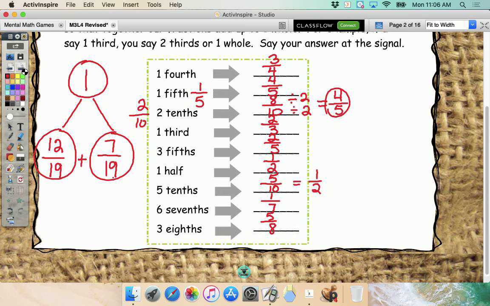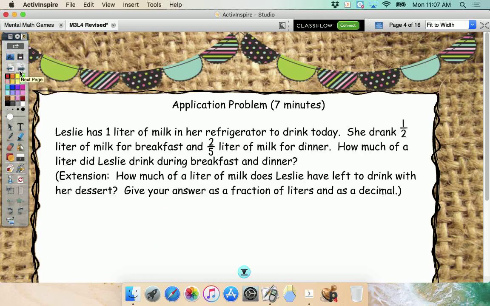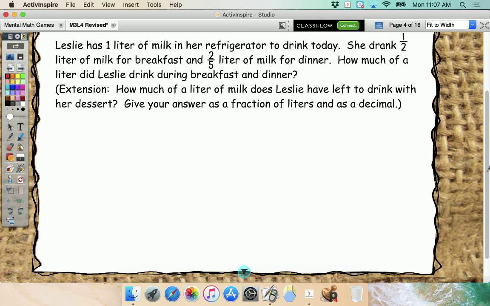Okay, let's look at the next one. Okay, this application problem is a really good one. In fact, I feel like you're going to have to answer questions like this when you take your assessments in the spring. Okay? So let me read it, and I'm going to save the extension till the end.